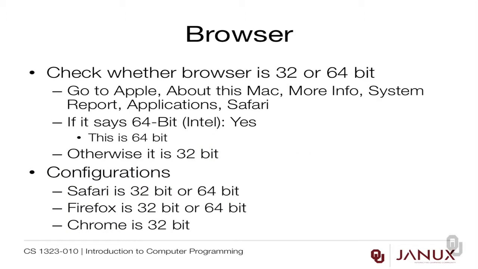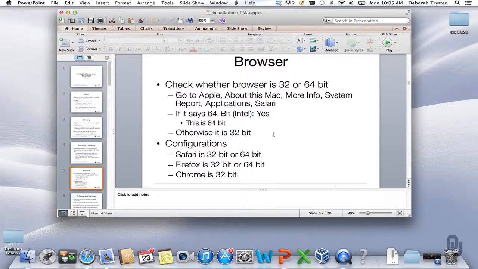The next thing you need to do is to check whether your browser is 32 or 64-bit. So to do this, you go to Apple, About This Mac, More Info, the same thing we did before, but then you go to System Report, Applications, and Safari. If it says 64-bit with Intel in parentheses and yes, that means it's running in 64-bit. Otherwise, it's running in 32. So let's go do that now.